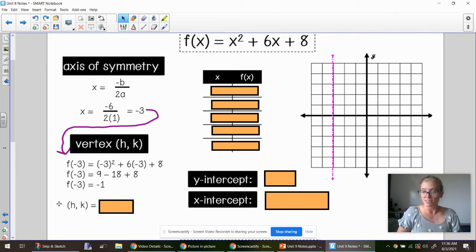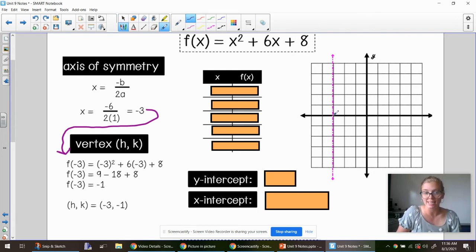H, K are the letters that we're going to use to signify our vertex, which is going to be x equals negative 3, y equals negative 1. I'm going to go ahead and put a point at negative 3, negative 1. We now know that this is our vertex. That means both sides of the parabola are going to be the same around our vertex.